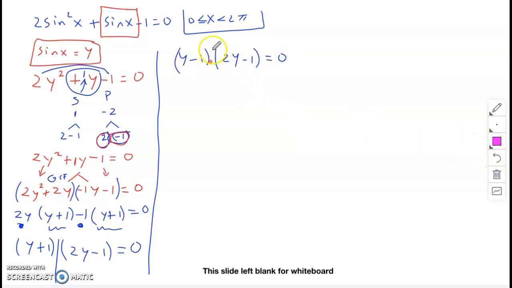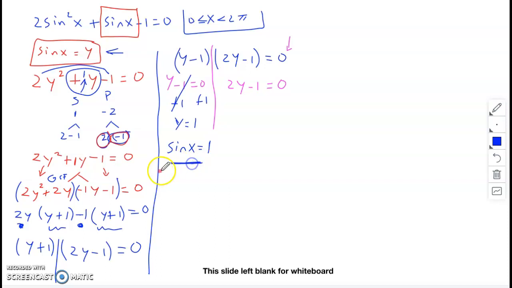So each parenthesis, each factor, equal to 0. The second, 2y minus 1 equal to 0. Let's solve for y. So let's solve for y for the first one. Plus 1 plus 1. They cancel out. 0 plus 1 is 1. Now I solve for y, finally. So once I have this, I go back to my original substitution. So sine of x equals y equals 1, therefore sine of x equals 1.